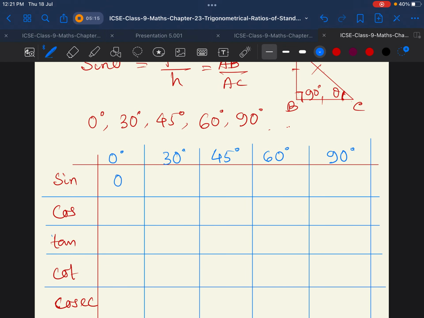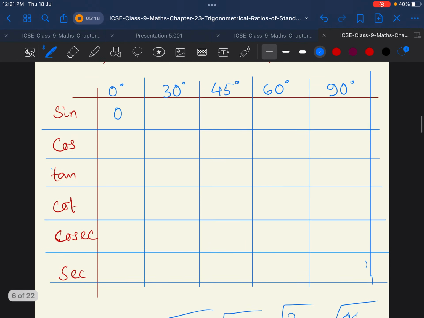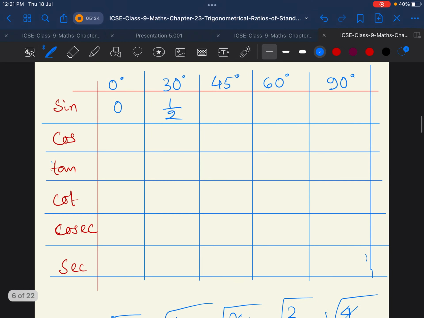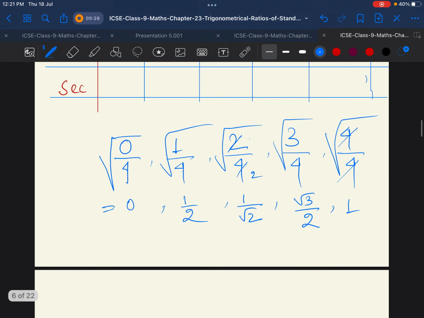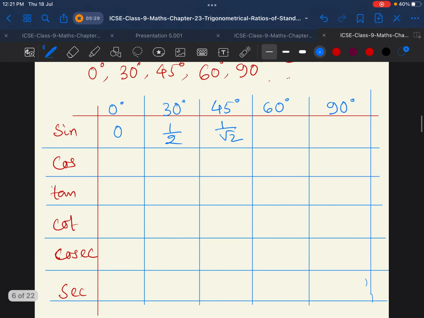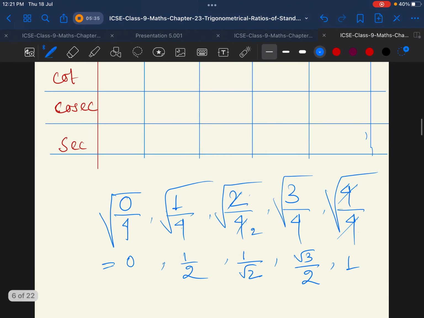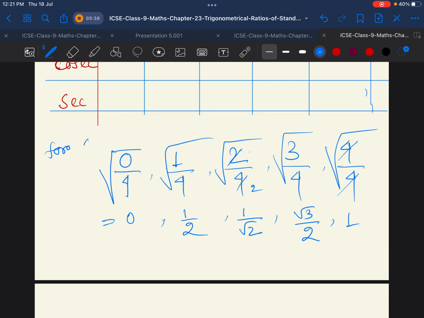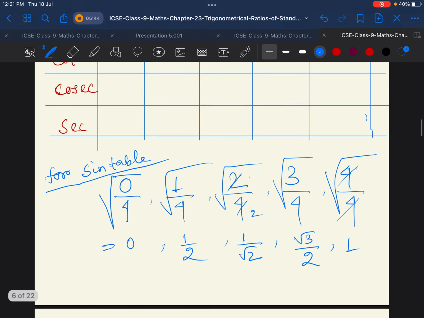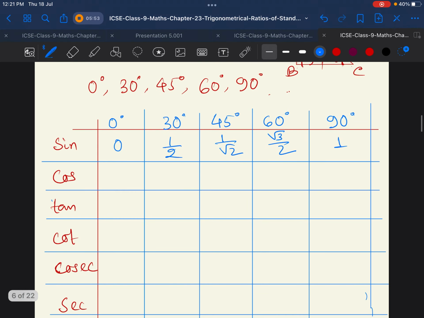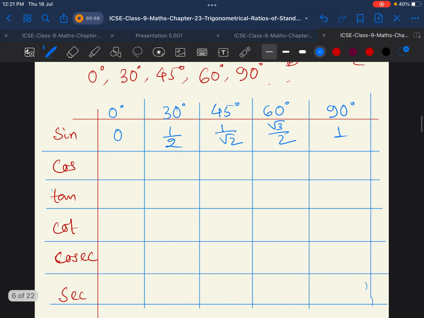So sine 0 is 0. Sine 30 is 1 by 2. Sine 45 is 1 by root 2. Sine 60 is root 3 by 2. Sine 90 is 1. That is the sine table. If we get the values of sine, then we will easily get the other tables.